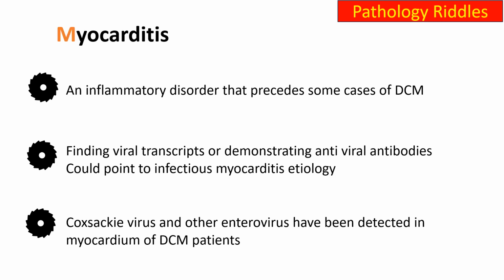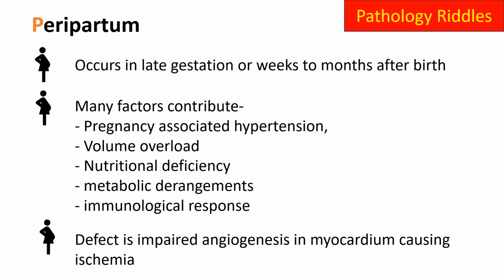Myocarditis. Myocarditis is basically an inflammatory disorder which can lead to dilated cardiomyopathy. There are some viruses which can cause myocarditis. So, if you demonstrate the antiviral antibodies, you could prove the infectious etiology. For example, Coxsackie virus and enterovirus. These can be detected in a few cases of dilated cardiomyopathy.